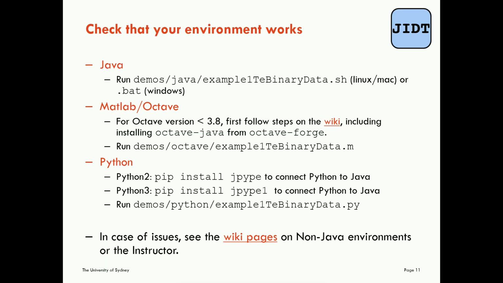Okay, but that's all for the moment for showing you how to install JIDT and check that it's running. As I say, there are more details on the wiki pages for installation and for how to get non-Java environments working. In our next video, we'll start to have a look in more depth at the contents of the JIDT download.